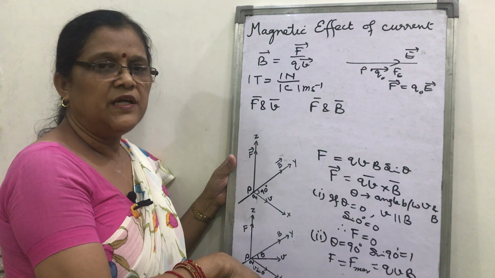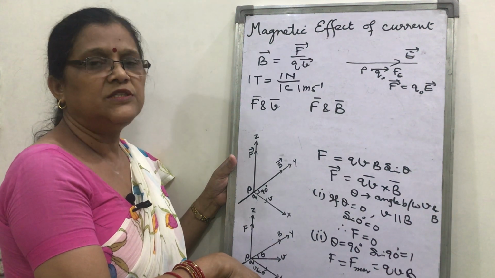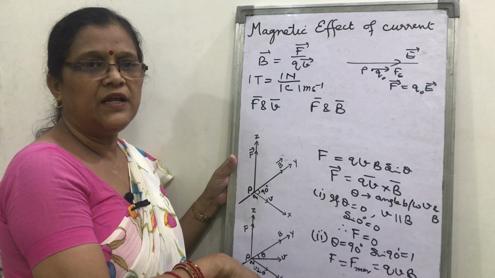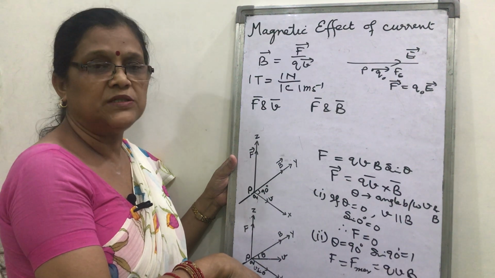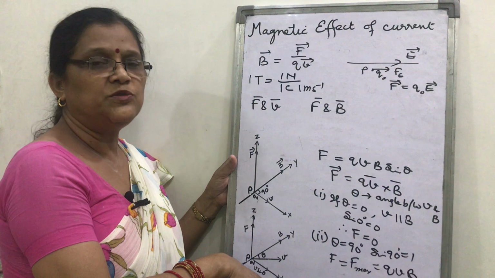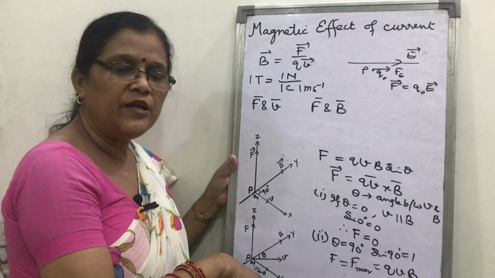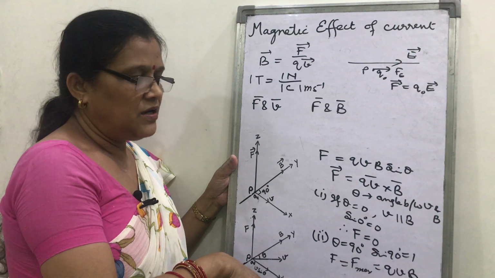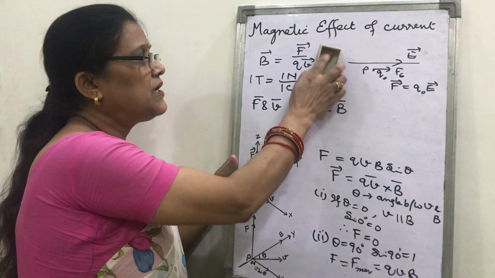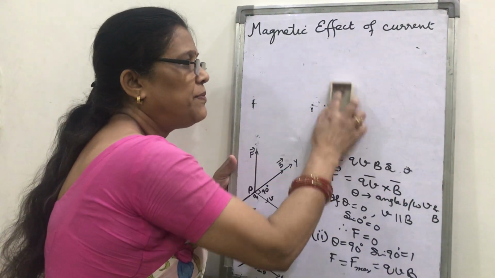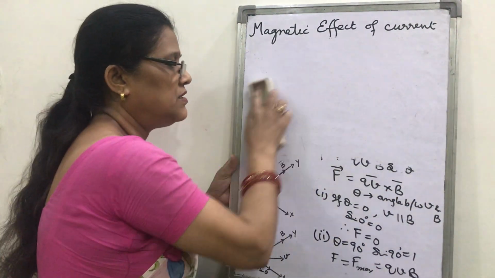That is why we say that the Lorentz force does not change the speed of the charged particle, and it changes only the direction of motion of the charged particle moving in a magnetic field. Today we will discuss the two cases, starting with when the charged particle moves perpendicular to the field.